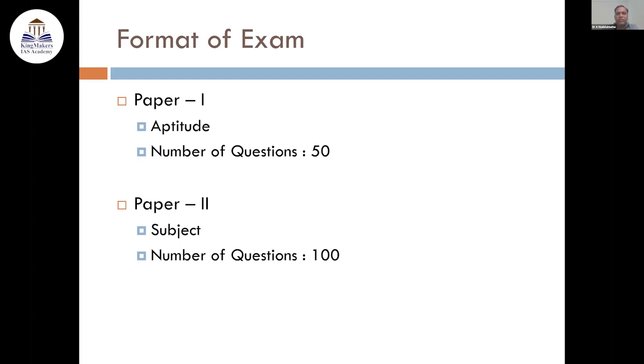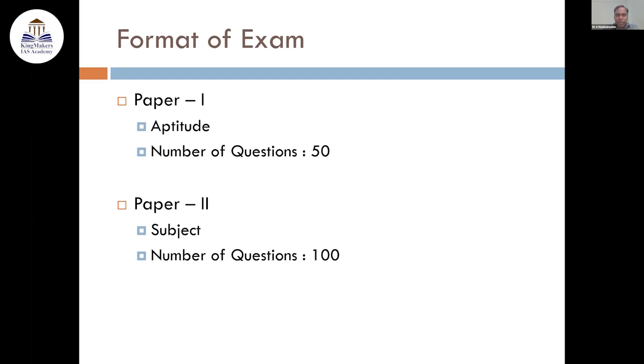It's more of general studies nature. And the second paper is of the subject that we are choosing. In our case, it is psychology. So the subject standard will be of PG level, and the MCQs will be framed across all those 10 topics. The questions are spread across those 10 units or chapters, and the questions will be asked from there. There is no negative marking.